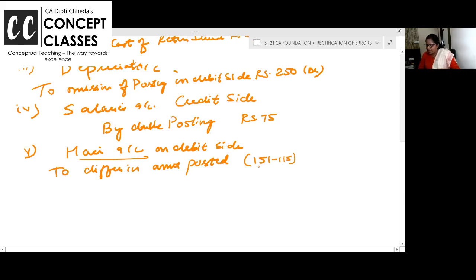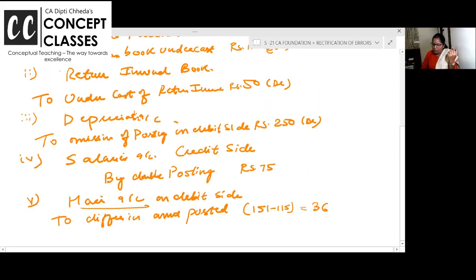Calculator उठाओ, कितना आ रहा है? 151 you had to debit. How much you have debited? 115. So 36 rupees more you debit to Hari's account. Credit is correct only. No problem. Credit is correct. Whole problem is over.